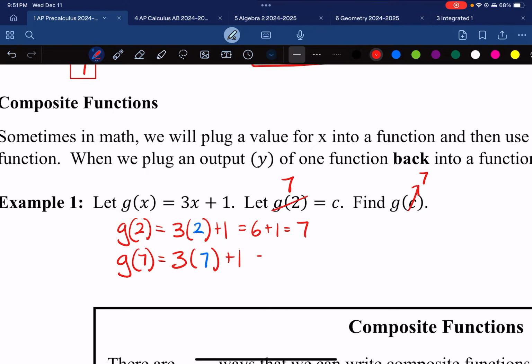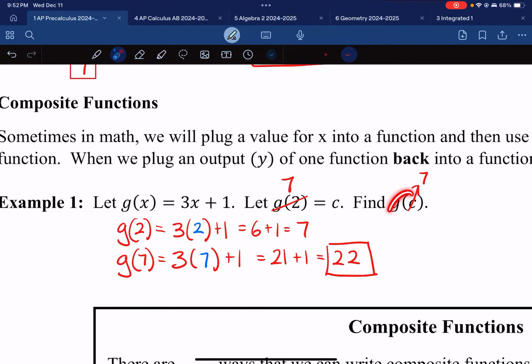And then I can multiply straight through. 3 times 7 is 21. And 21 plus 1 is 22. And there's my final answer that I'm looking for. Find g of c. Well, g of c is 22.